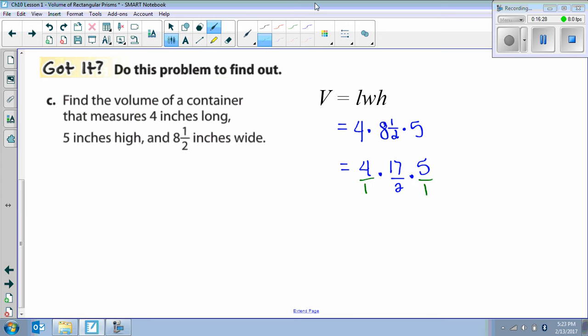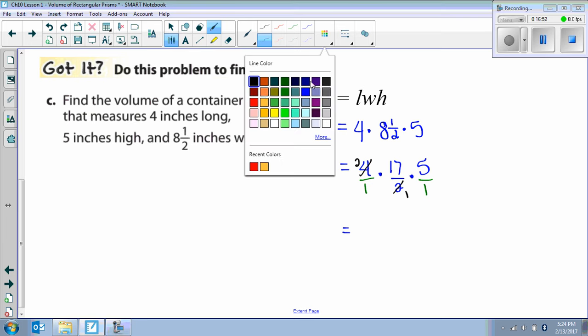Now, before you multiply, you should simplify. So 2 divided by 2 is 1, and 4 divided by 2 is 2. And now you're going to multiply 2 times 17 times 5 straight across, and 1 times 1 times 1. Now, of course, the associative property of multiplication says that you can multiply in any order you want to, so that is what I am going to do.